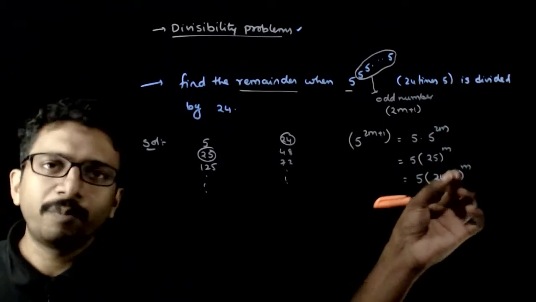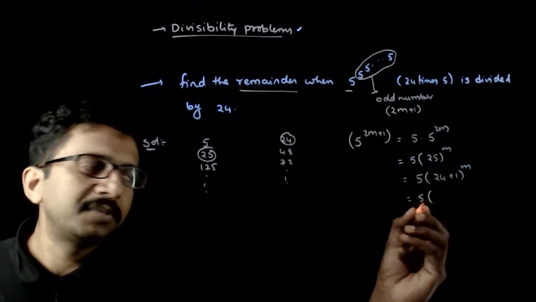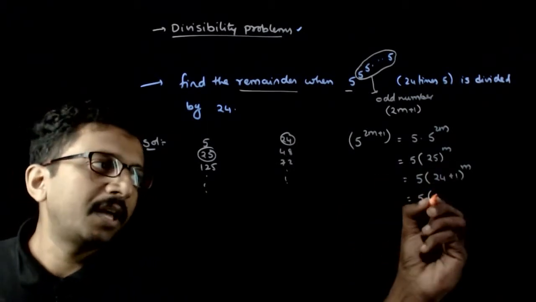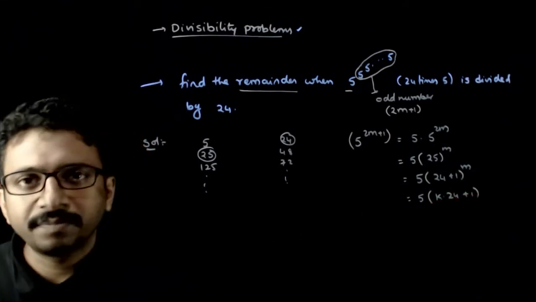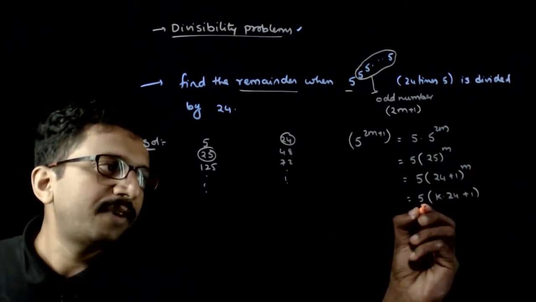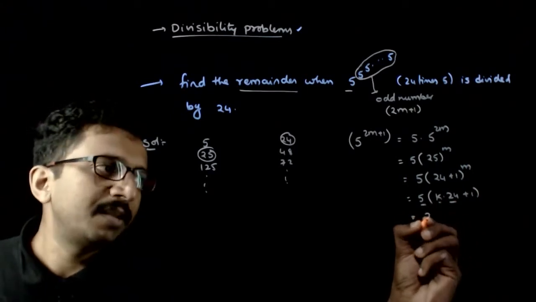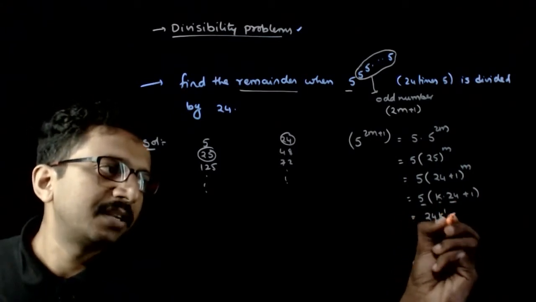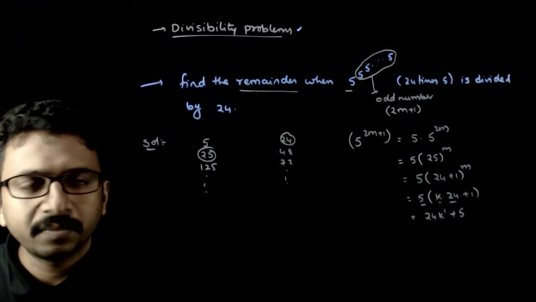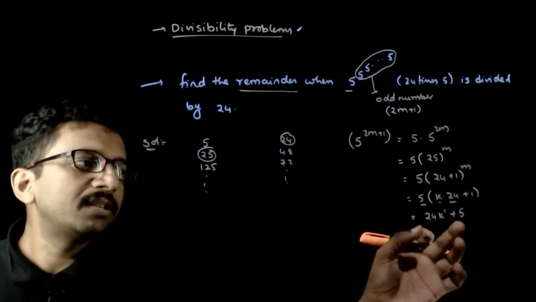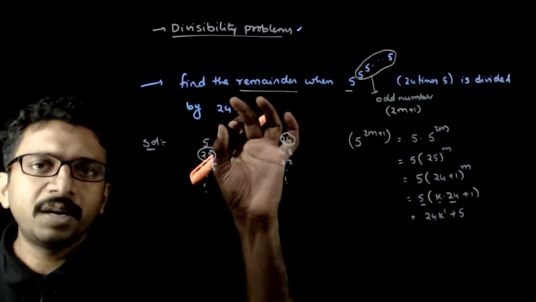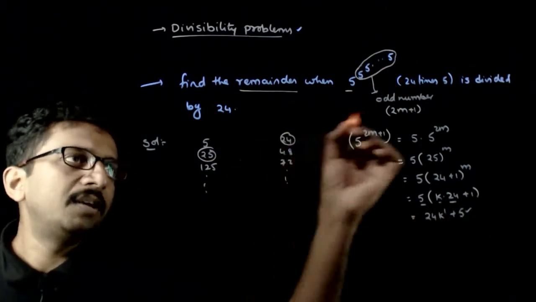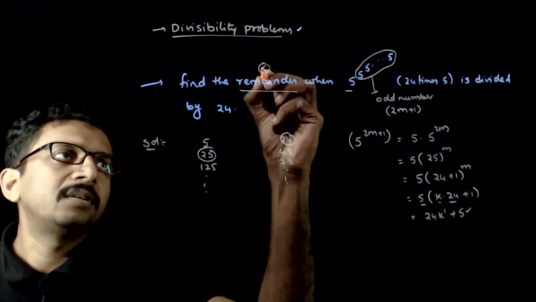5 power 24 plus 1 whole power m is equal to 5 times... You know that x plus 1 whole power m can always be written as some k times 24 plus 1. So this can be written as 5 into 24 into k. This can be written as 24 some k dash plus 5. So this number effectively is of the form 24k dash plus 5. Hence, if this number is divided by 24, the remainder will be equal to 5. So the answer is 5.